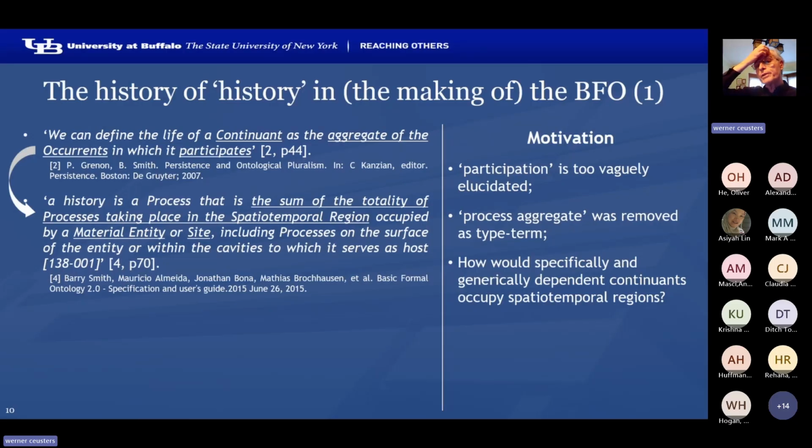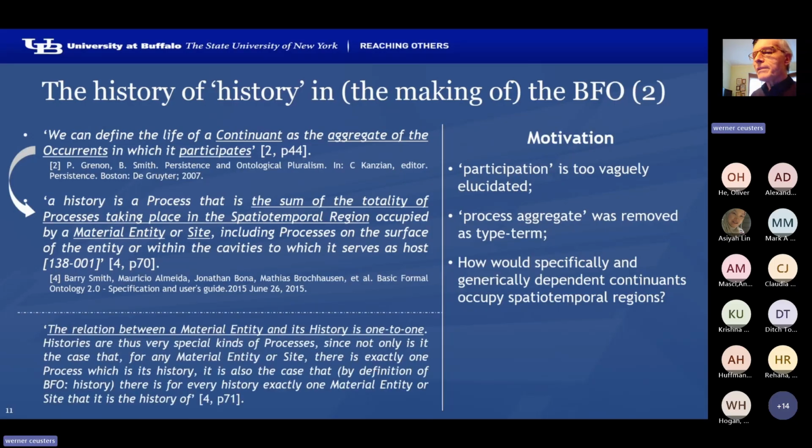And then there is, of course, the problem, if you anchor something into spatio-temporal regions, how would that work for specifically and generically dependent continuants? At the same time of that new definition, there was the note that the relation between a material entity and its history is one-to-one. Now, that was actually a dictate enforced because of the limitations of OWL.